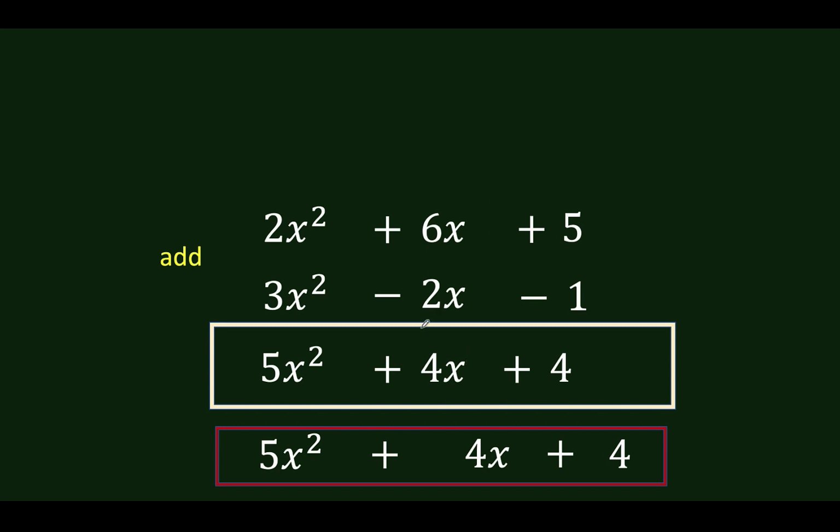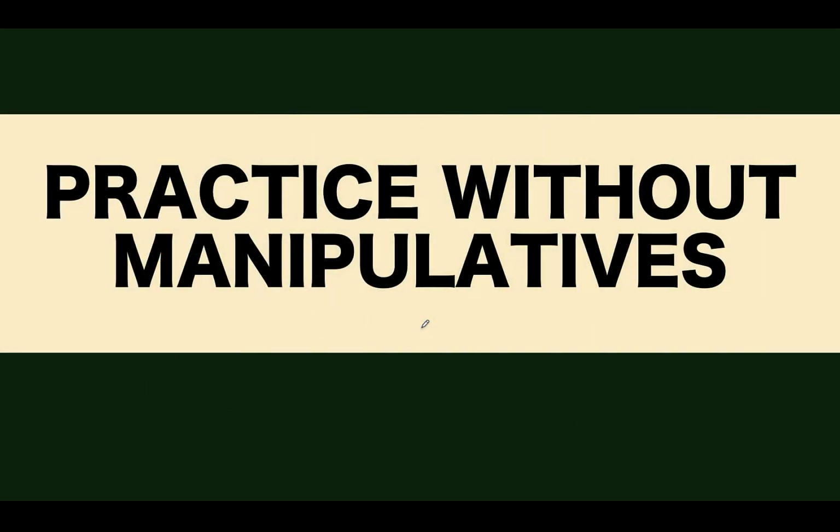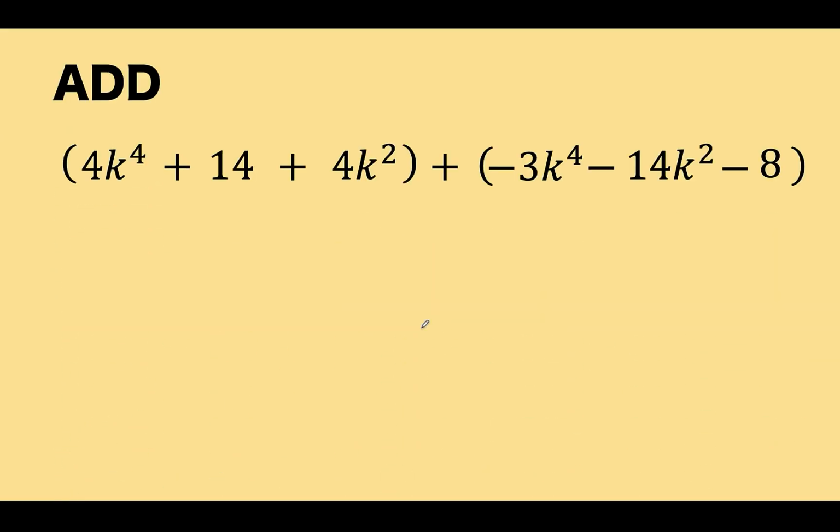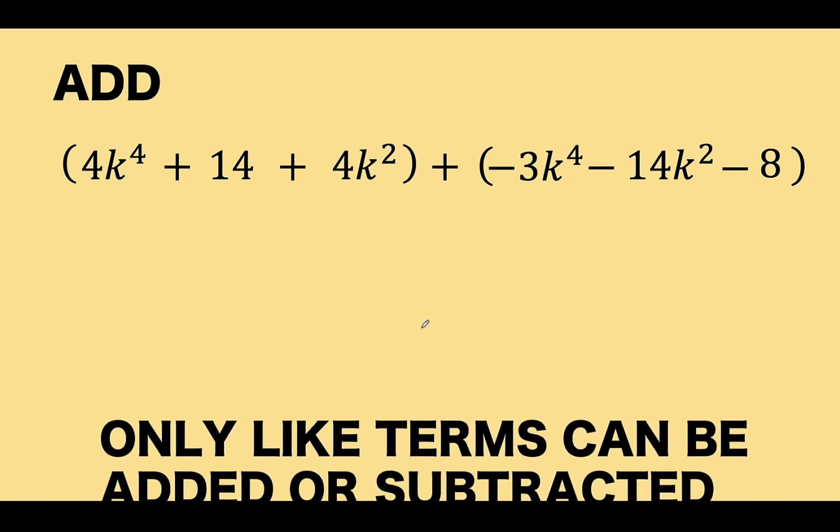That is now what we call scaffolded mathematics. We start with some visual help, and once we understood the concept, we can eliminate that scaffolding, that visualization, those manipulatives, so that you can perform the more abstract operations. Next, let's now practice without these manipulatives. Let's say we have 4k to the fourth plus 14 plus 4k squared plus negative 3k to the fourth minus 14k squared minus 8, and we want to find the sum.